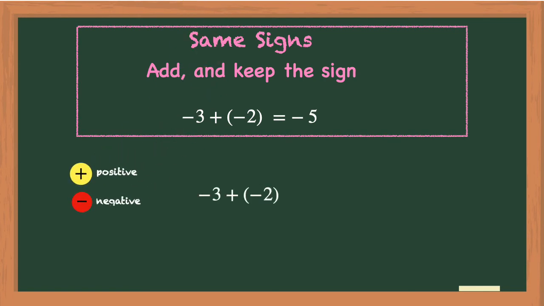We begin by bringing down 3 negative counters, 1, 2, 3. The next term of negative 2 is being added to negative 3, which means that I will need to bring down 2 more negative counters, 1, 2. I'll count the number of counters I have, and that will be the answer. There are 5 red counters, so my answer is negative 5.